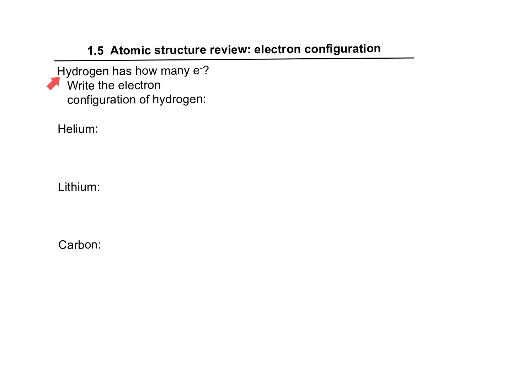So let's start out with hydrogen. And how many electrons do we have in hydrogen? The atomic number is 1, so we know that there's 1 electron. Now, the electron configuration of hydrogen, we can write as 1s1, where the 1 is the principal quantum number, s tells us the type of orbital, and the superscript 1 tells us how many electrons are in this particular orbital.